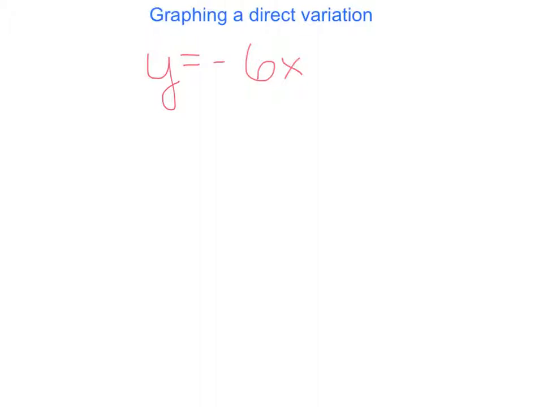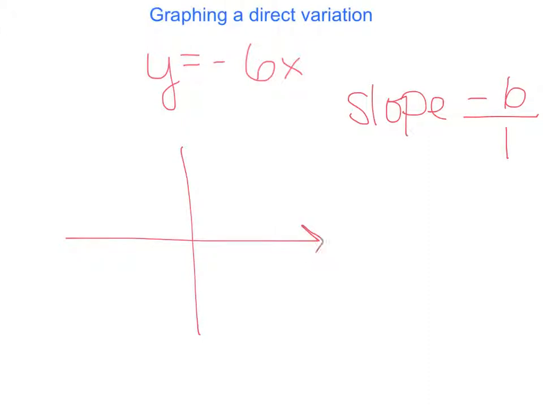So now we're going to look at how we can graph direct variations. So we first want to determine the slope, which we know is the same as the constant variation. So in this case, the slope would be -6. But we know that we have to put it in form of rise over run, so it would be -6 over 1. So if we have our graph, unless it tells you, you always want to start at 0, 0.